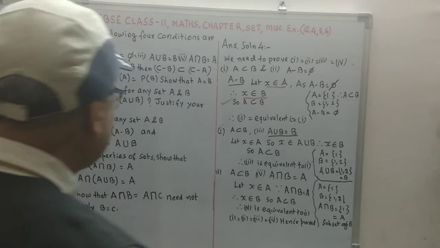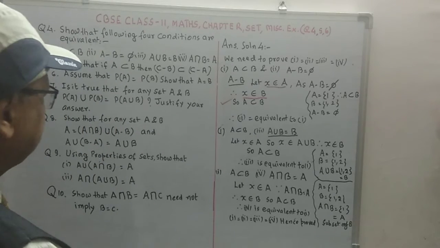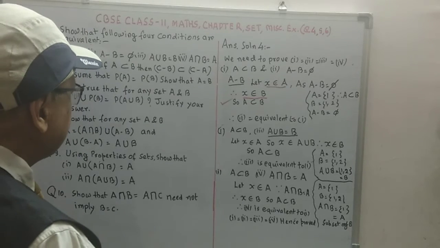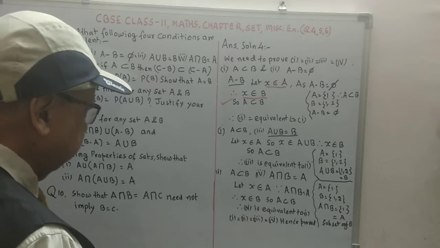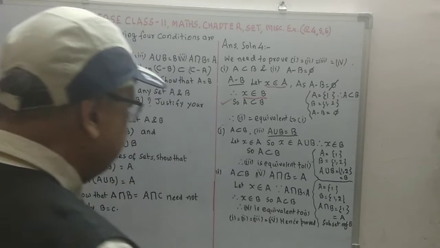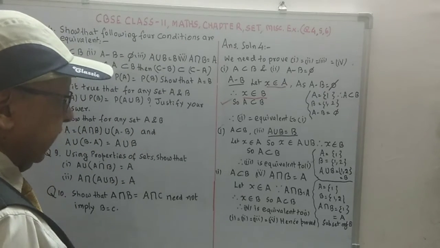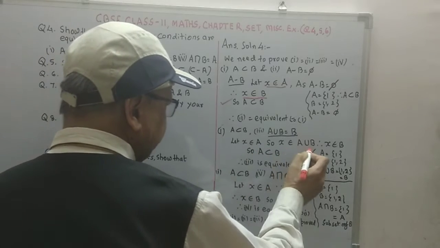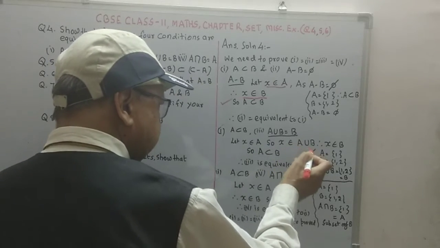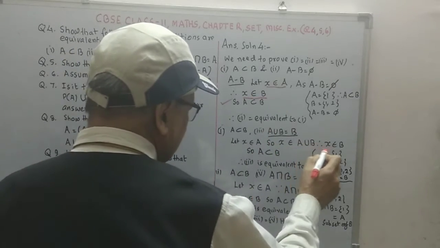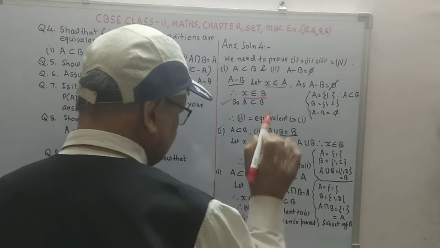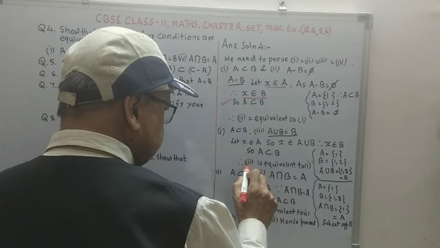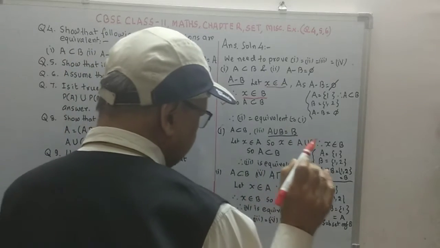Now number 3 is A union B is B. We have to prove that A is subset of B. Now in this case, let X belongs to A, so X belongs to A union B also. Therefore X belongs to B also. So A is subset of B. So 3 is also equivalent to 1.